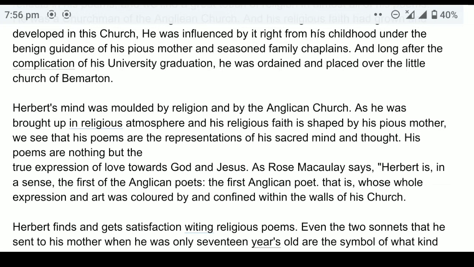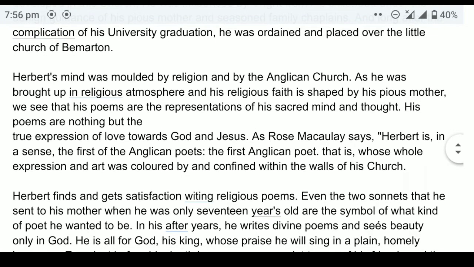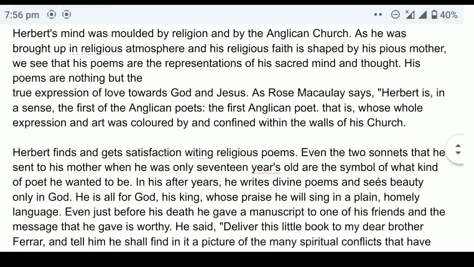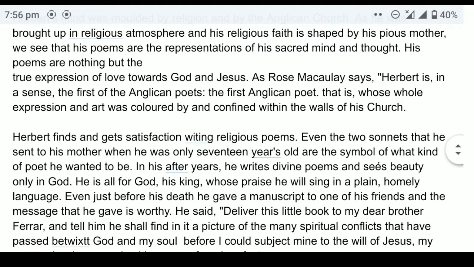He was influenced by it right from his childhood under the benign guidance of his pious mother and seasoned family chaplains. And long after the completion of his university graduation, he was ordained and placed over the little church of Bemerton. Herbert's mind was molded by religion and by the Anglican Church, as he was brought up in a religious atmosphere, and his religious faith was shaped by his pious mother.